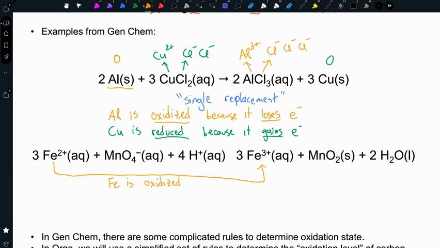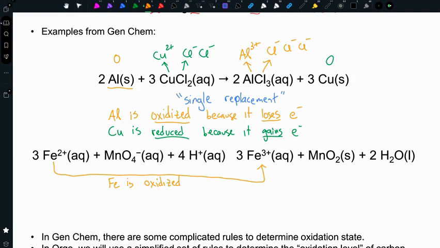That one is more straightforward because we can just see the charge increase. On the other hand, if something is losing electrons, like iron is losing electrons, it has to be giving those electrons to someone else. And in this case, it's giving those electrons to manganese or Mn. That might not be obvious to you.